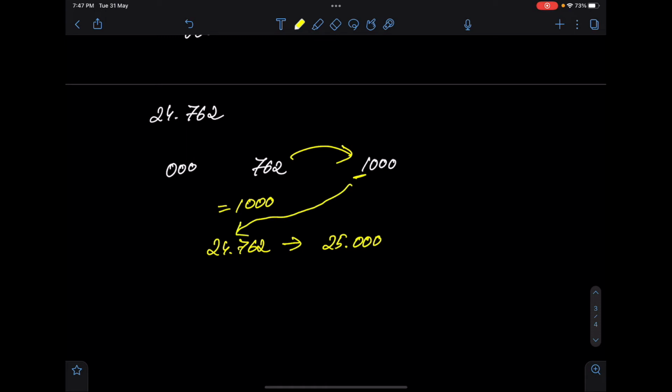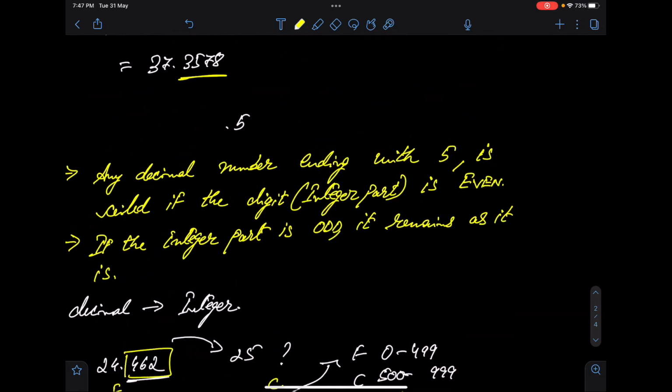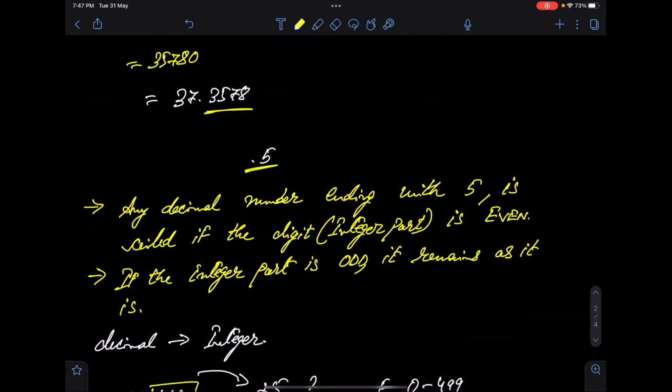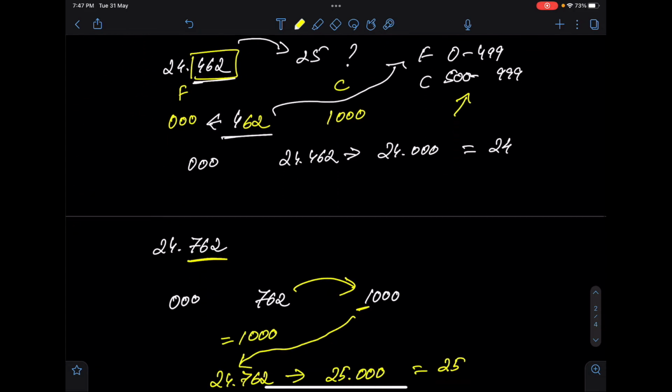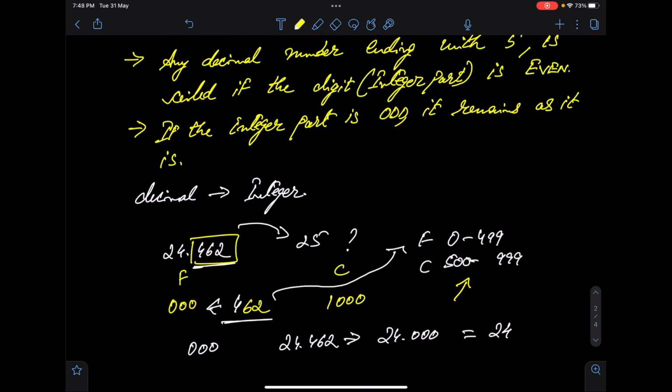This is decimal to integer, but here one thing is pretty clear, that the number in the decimal part is greater than 0.5, which I wrote exactly over here. 0.5 means 0.500. So it is sealed up to 25, and here it is 462, so it is flowed down to simply 000.